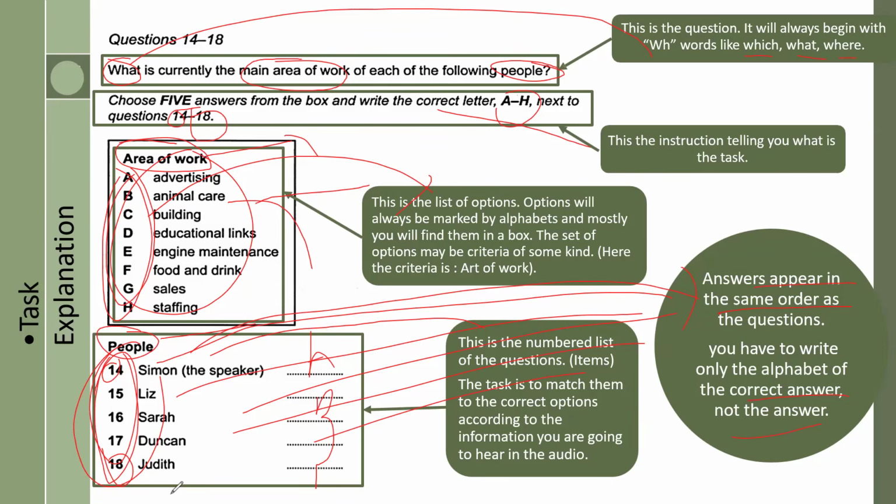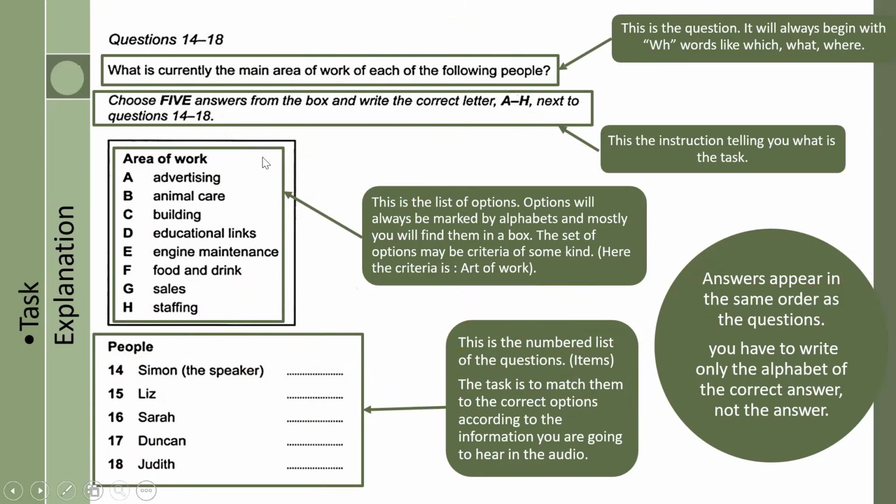Before coming towards it, we will study a few of the strategies, then we will come towards practical work.